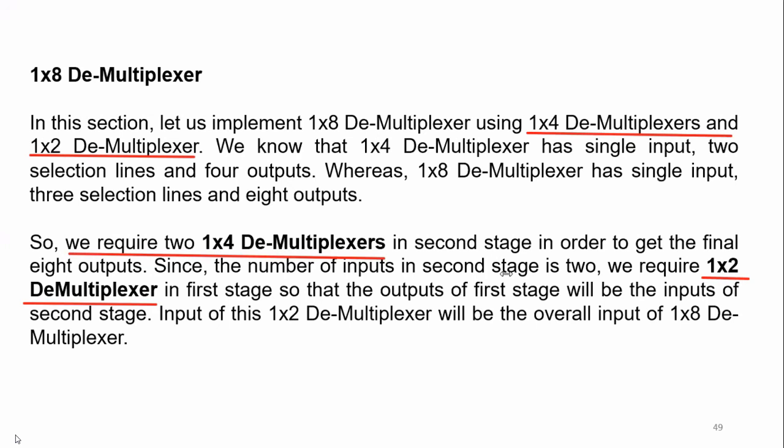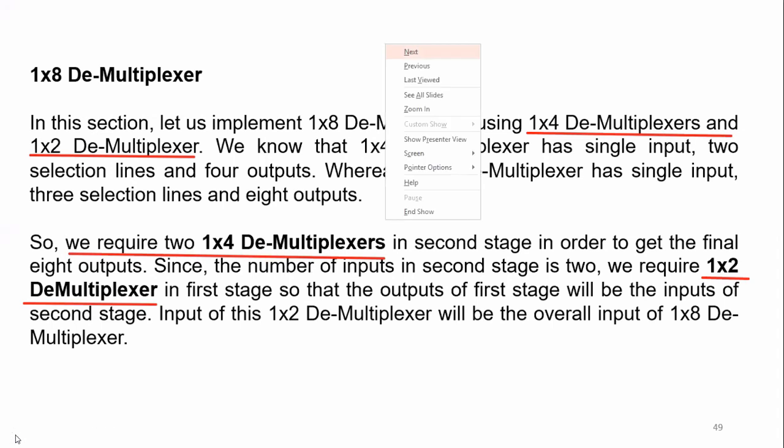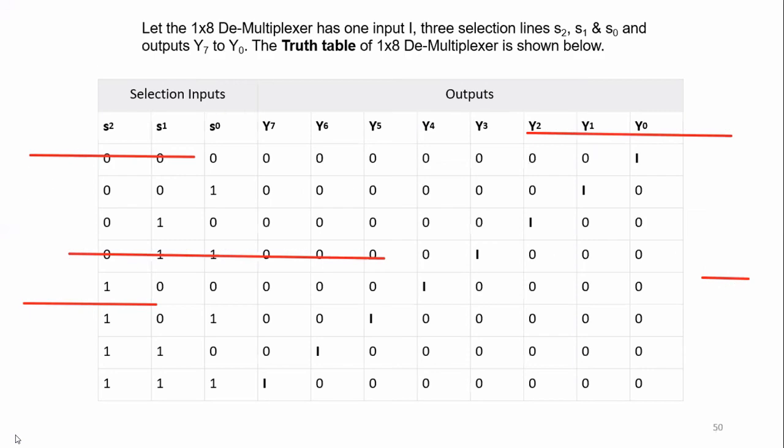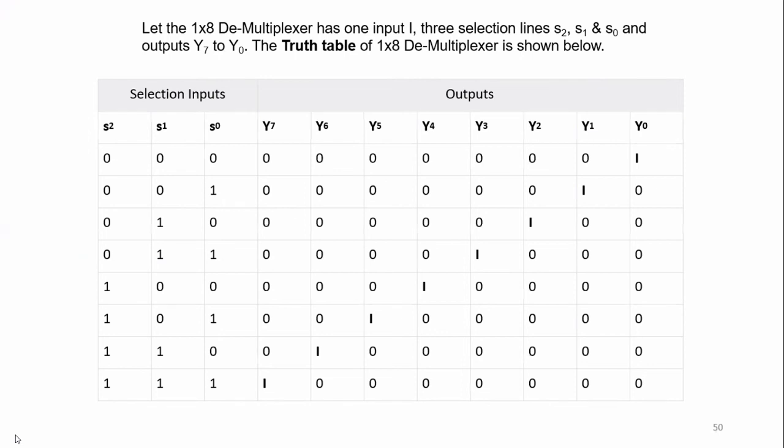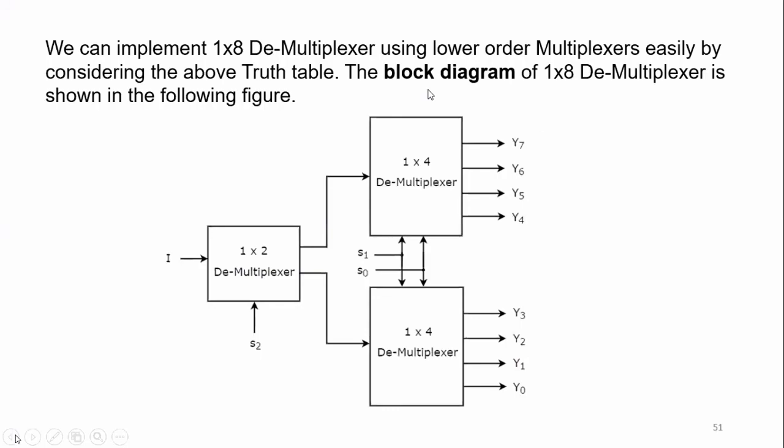That means you have to follow the same procedure, the same and opposite procedure. Okay, so this is the truth table. This is the final truth table for a 1 is to 8 demultiplexer. Everyone, now observe. Draw this figure. Copy this figure.